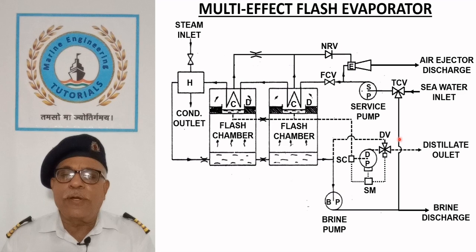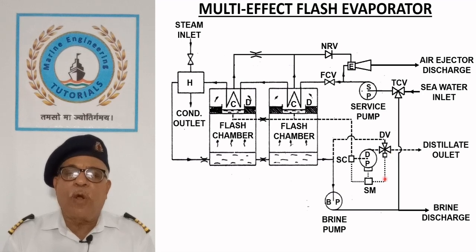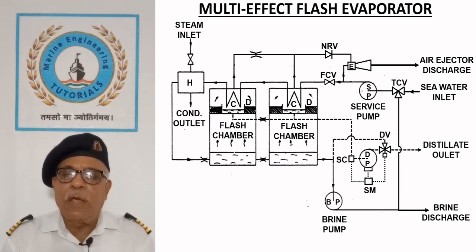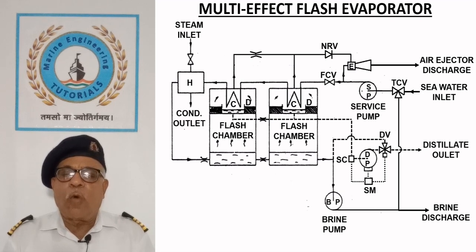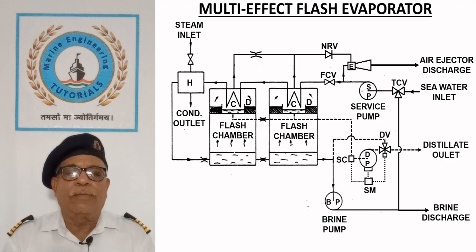A solenoid operated dump valve DV at the delivery of distillate pump returns the water to brine pump BP suction if the salinity exceeds 5 ppm and prevents contamination of water in the storage tanks. This completes the study of basic concepts about freshwater generator.